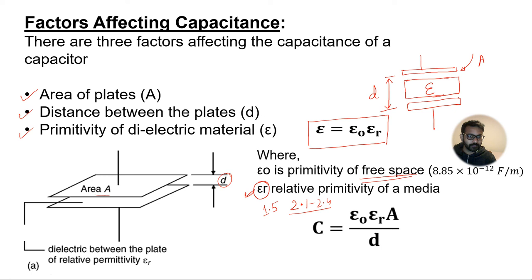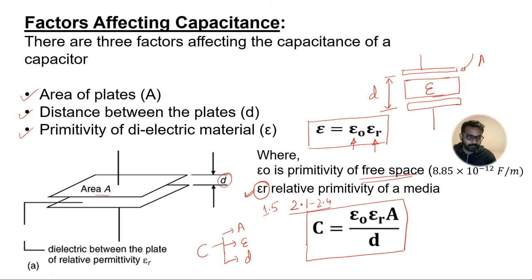And the overall permittivity of any medium is epsilon naught, which is the permittivity of free space, multiplied by the relative permittivity. Okay. So the value of capacitance C depends on the area of cross section, the permittivity of the medium and the distance, right? So using this relation, we can develop a formula for capacitance.